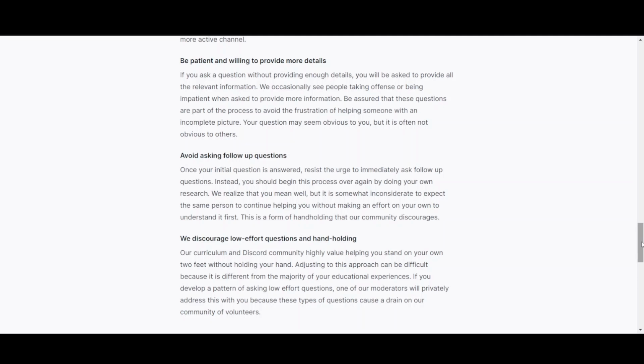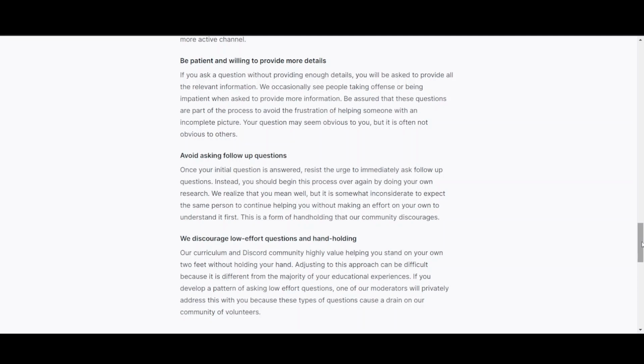And I think this is something good in the long term, so you don't become dependent on someone. This should encourage you to search and try to find the answer by yourself first. We discourage low-effort questions and hand-holding. Our curriculum and Discord community highly value helping you stand on your own two feet without holding your hand. Adjusting to this approach can be difficult because it is different from the majority of your educational experiences.